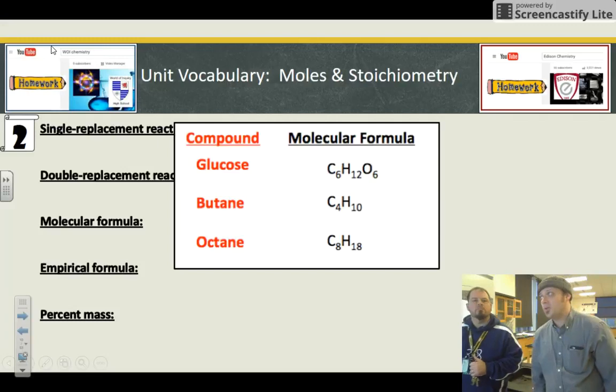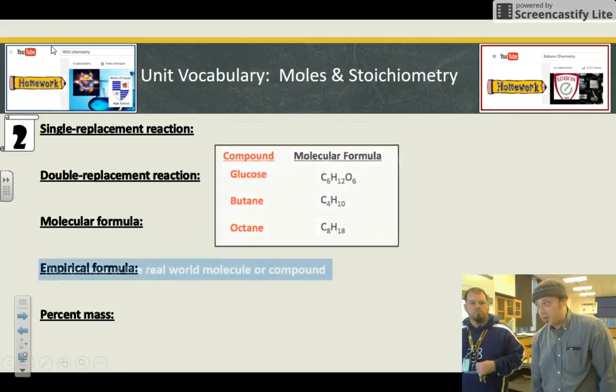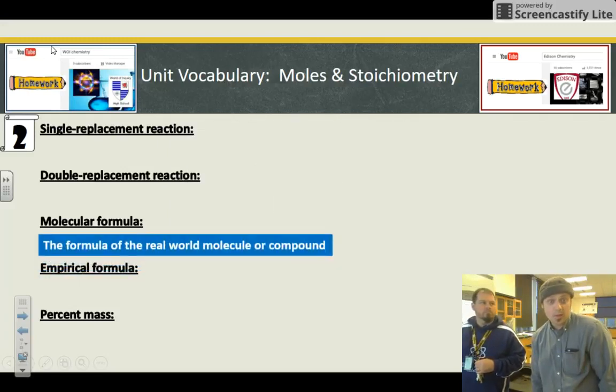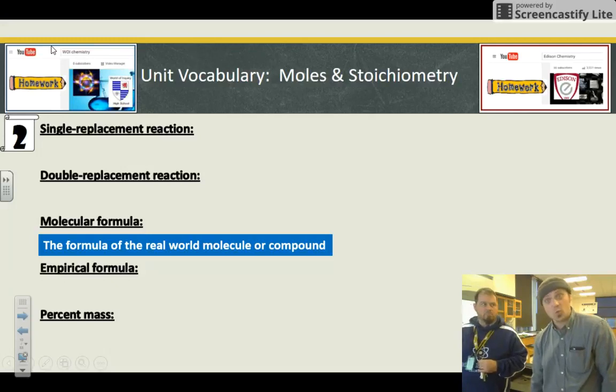A molecular formula is simply the formula of how a molecule would be in the real world. So CH4 has one carbon and four hydrogens. That's a molecular formula. H2O, two hydrogens, one oxygen. That's a molecular formula.